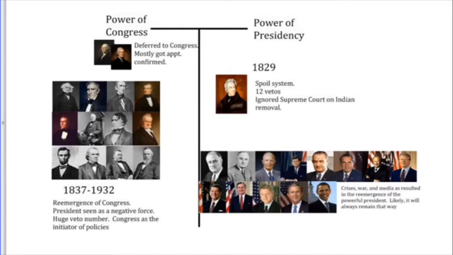Congress saw the president as a hugely negative force, one that was trying to take on the role of a powerful policy-making president, and Congress did not like that. They wanted to counteract that as much as possible and hinder the president's policy-making power. There were a huge number of vetoes by the president against Congress. Congress wanted to reassert themselves as the initiator of policy.